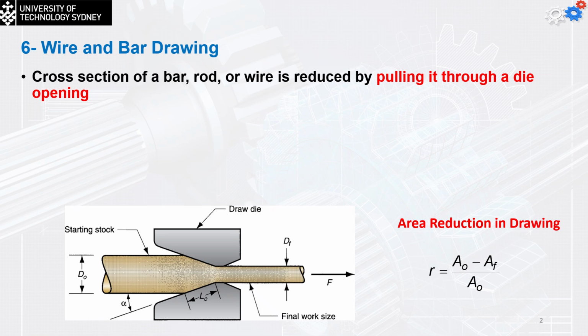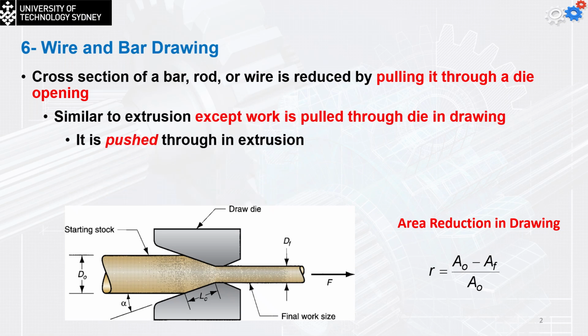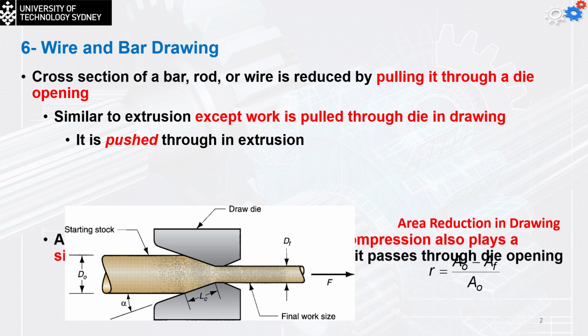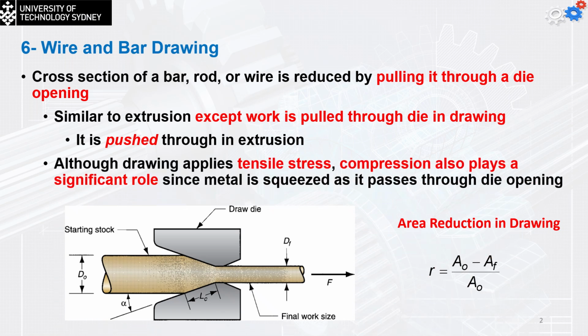So it's something like the opposite of extrusion. In extrusion, we push the pellet, then it's forced to go through the die. Here we pull the bar, then it's passed through the opening of the die. It's drawn instead of pushed. Although the drawing applies a tensile stress, compression also plays a significant role, since the metal is squeezed as it passes through the die opening.